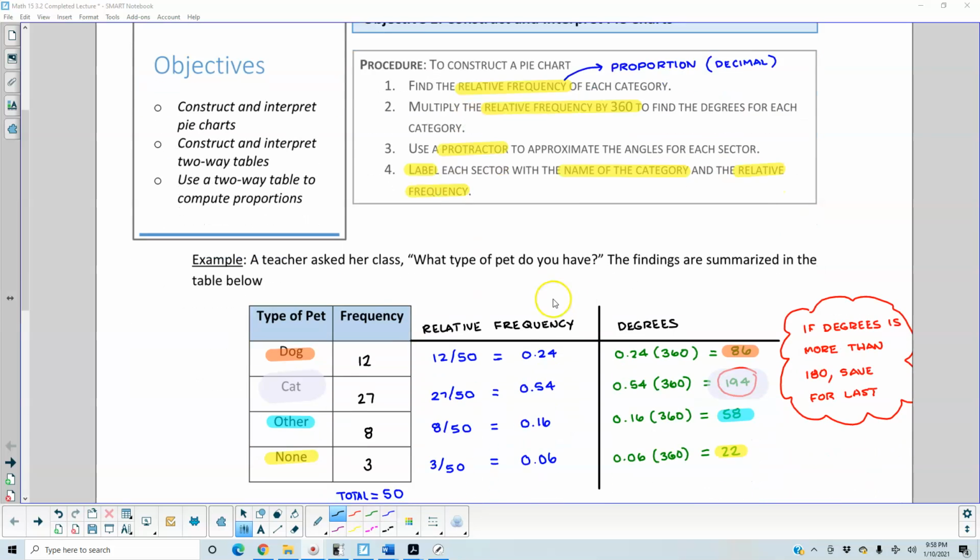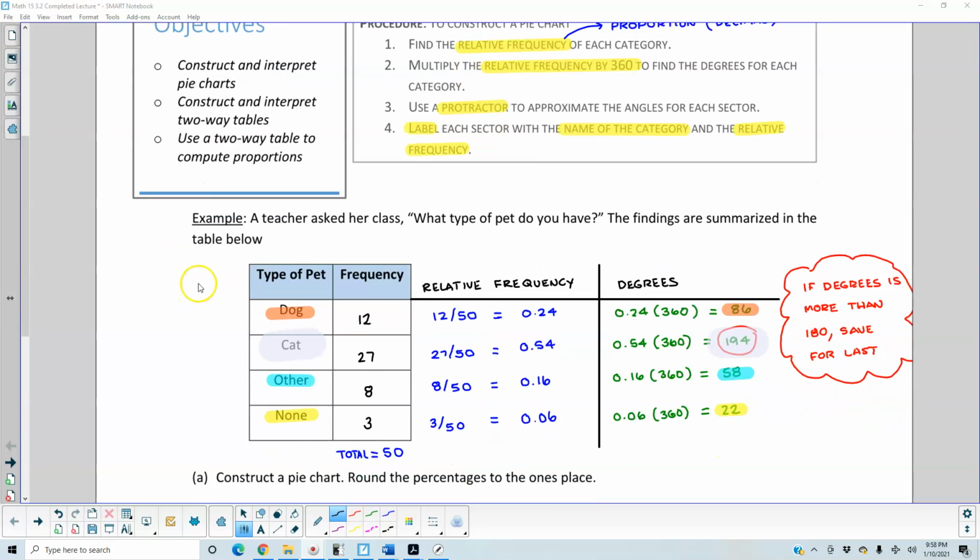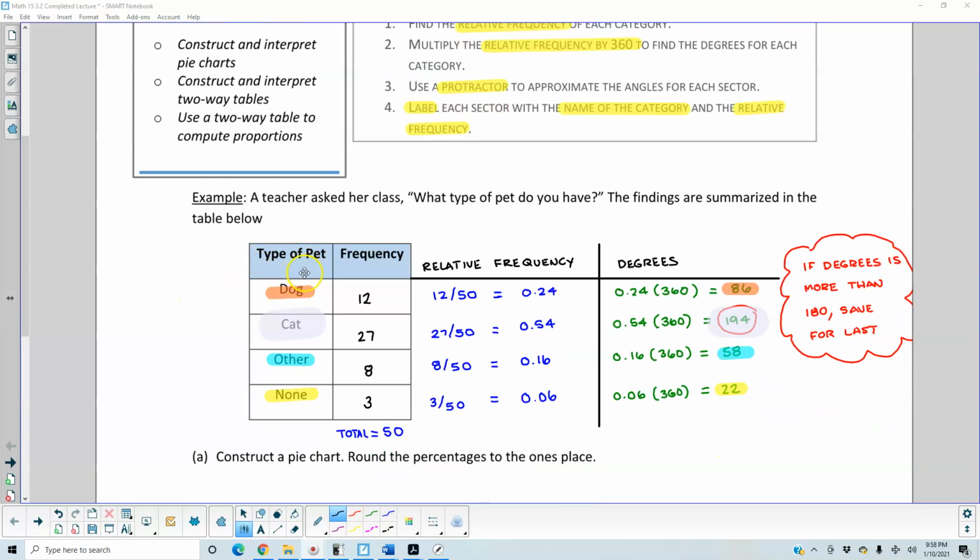So for example, a teacher asked her class, "What type of pet do you have?" And the findings are summarized in the table below. So here we have the type of pet: dog, cat, other, and none. The frequency: 12 students said they had a dog, 27 students said they had a cat, 8 students said other, and 3 said none. So if we add those total up, we get 50.